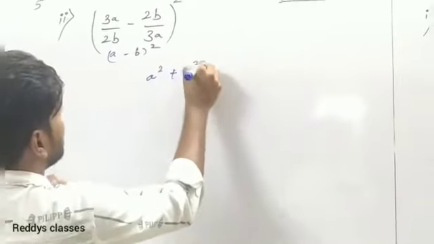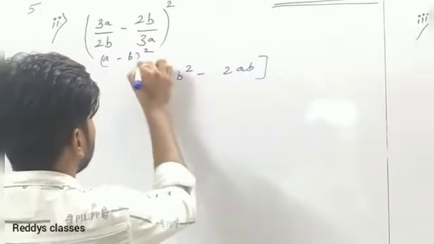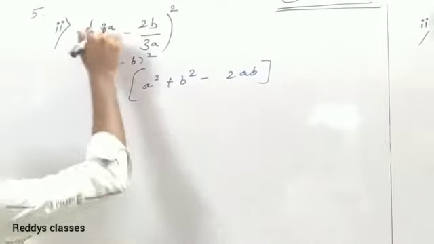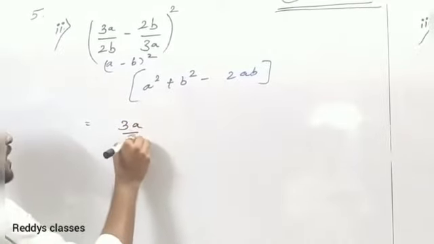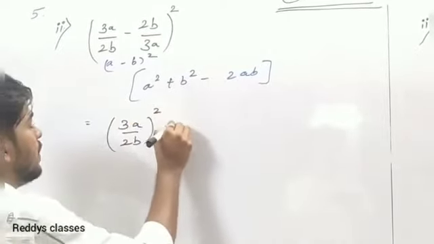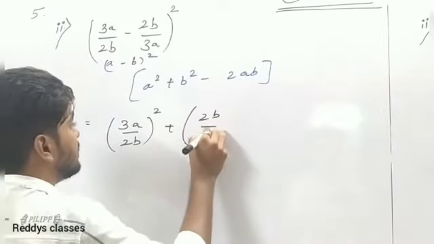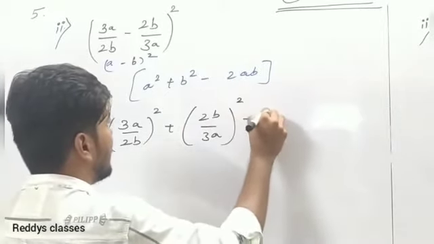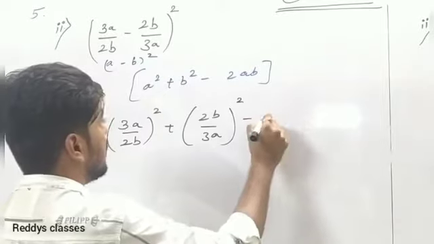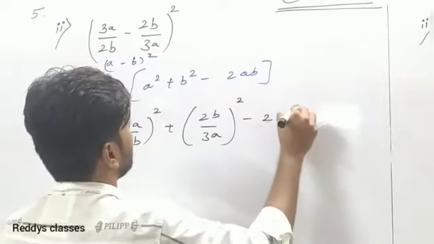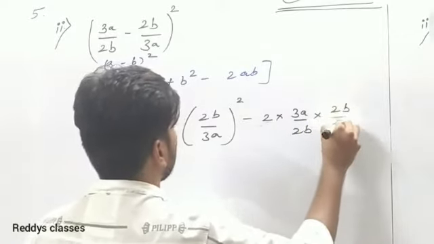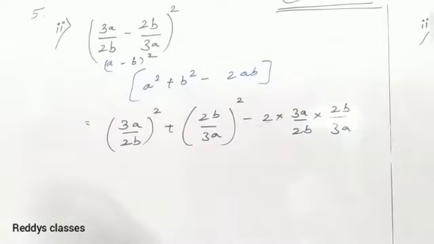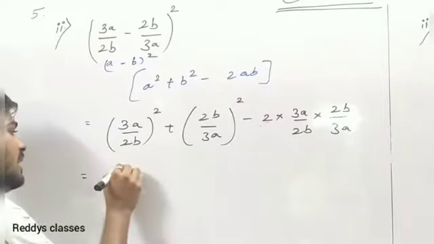a square plus b square minus 2ab. You have to use this formula. Let us start. (3a/2b) means this is a square plus b square minus 2 into a into b, minus 2ab.